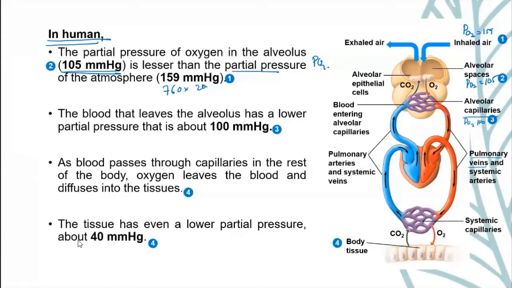Okay, so this is the blood capillaries surrounding your body tissues. So in the systemic capillaries, the oxygen pressure is still the same, 100 millimeter mercury, compared to the oxygen partial pressure in your body tissue, which is 40 millimeter mercury. So oxygen in the blood will diffuse into your body tissues to allow cellular respiration to use, okay, so that the cell can generate energy.